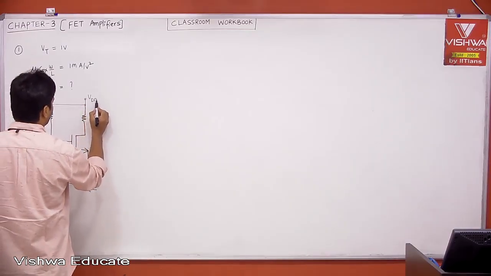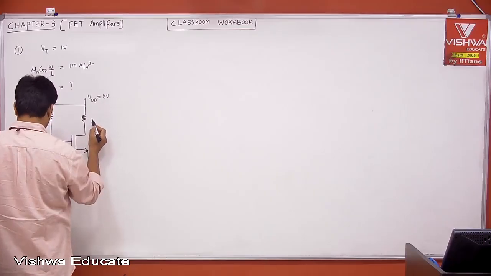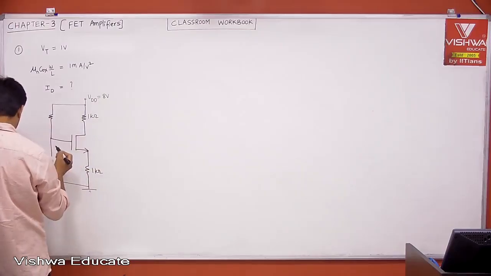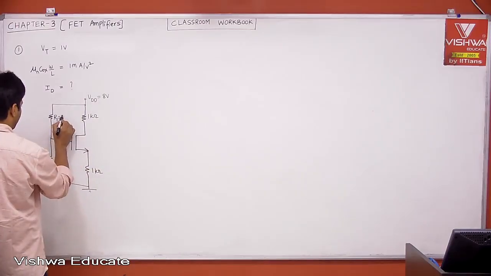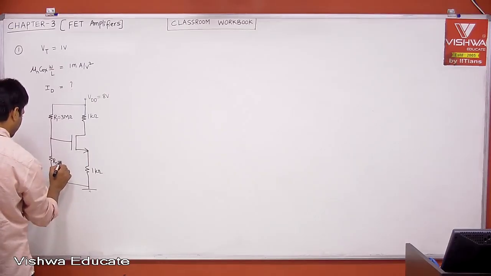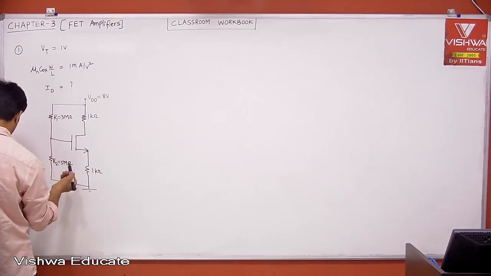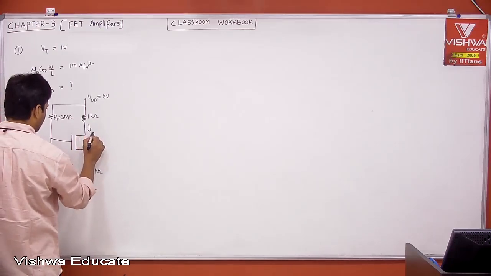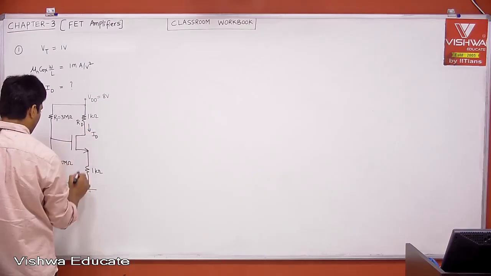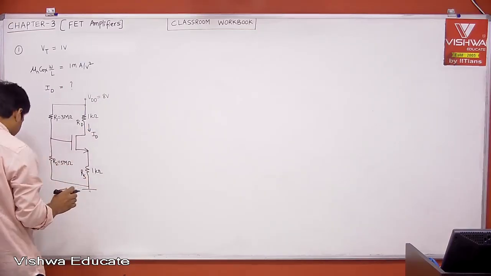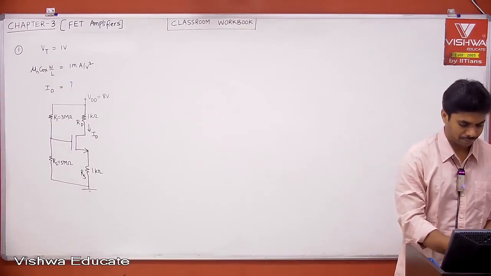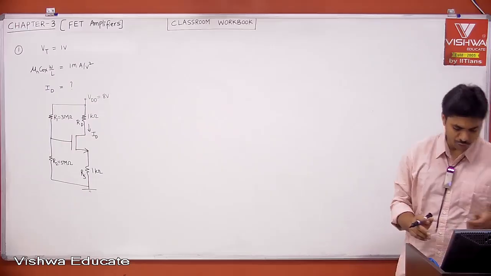VDD is equal to 8 volt, and this is 1 kilo ohm, 1 kilo ohm, R1 3 mega ohm, R2 5 mega ohm, and this is ID. This is RD and RS. Okay, this is GATE 2017, for 2 marks.